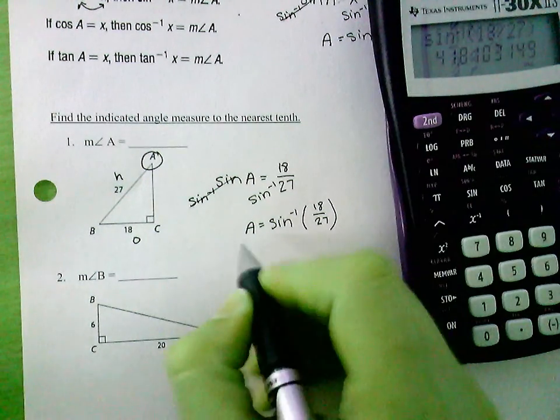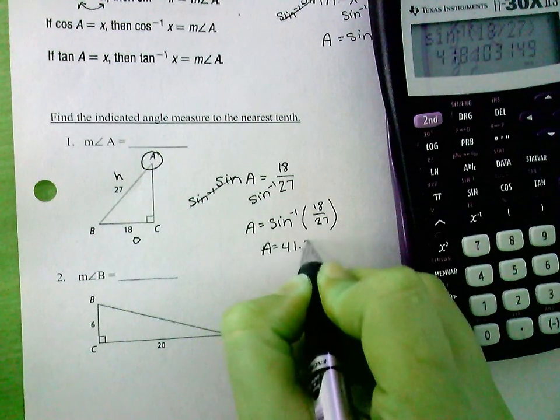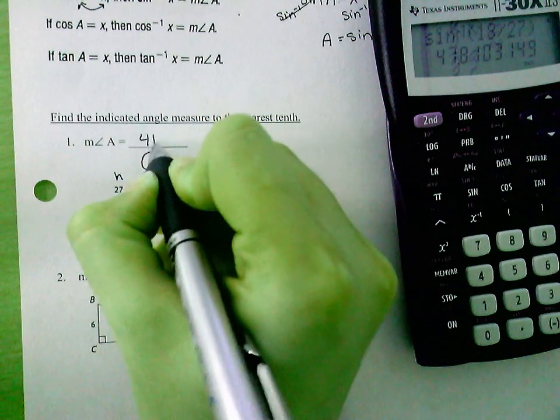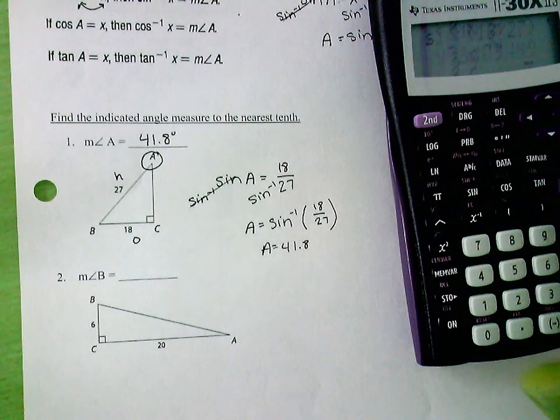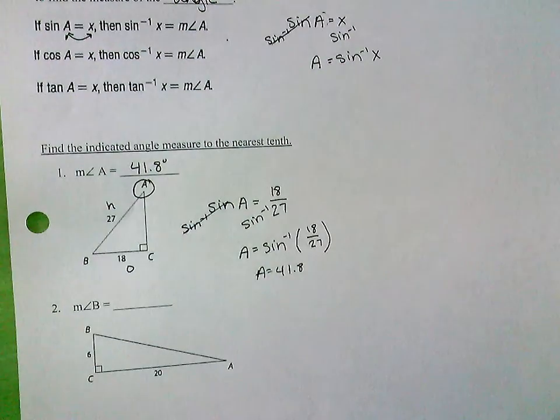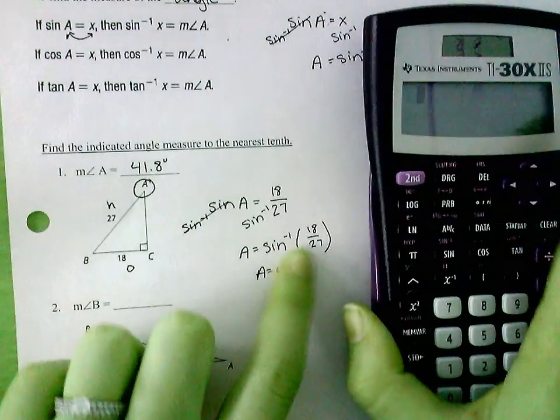So the measure of angle A you should get is 41.8. So A equals 41.8, and I can write that up here. And that is in degrees. We're finding an angle measure, so it's 41.8 degrees.